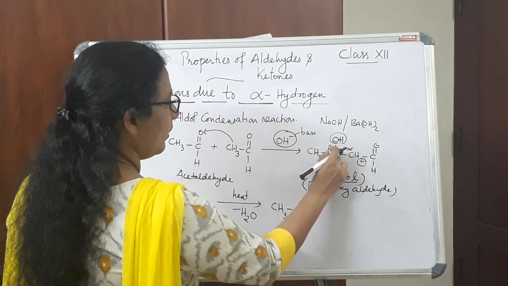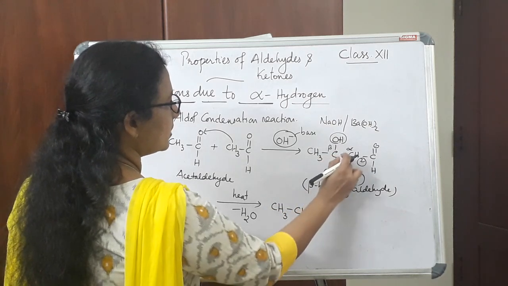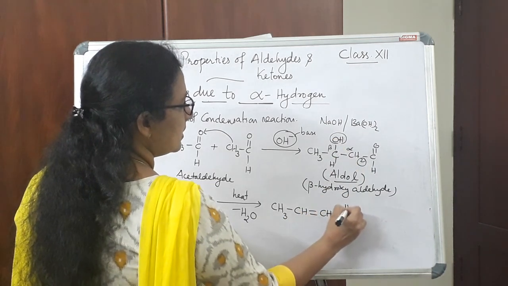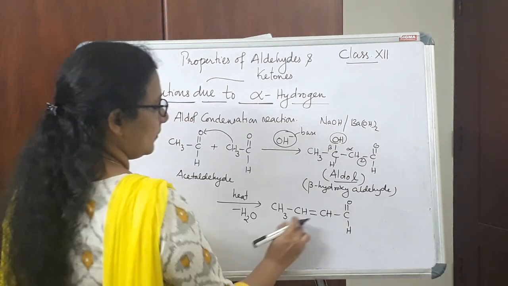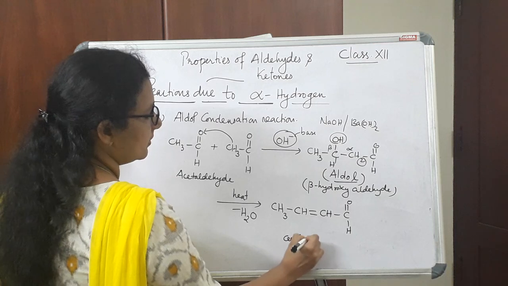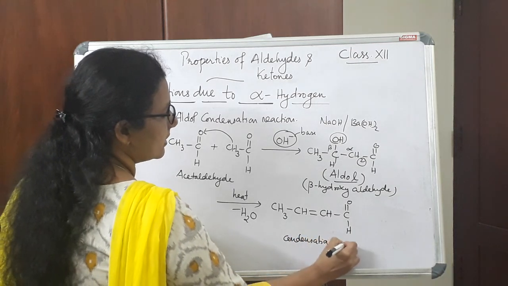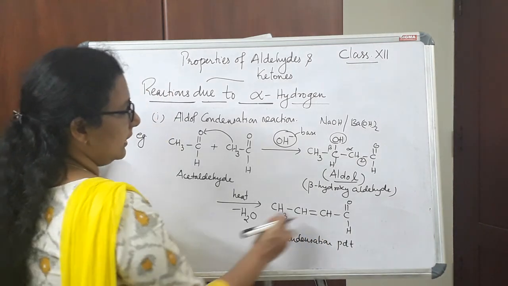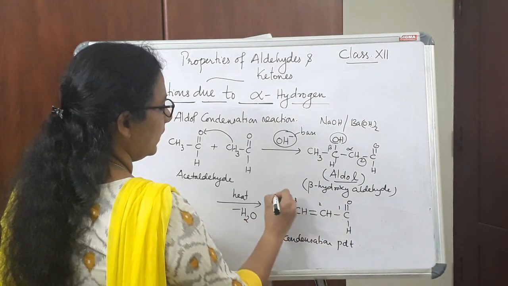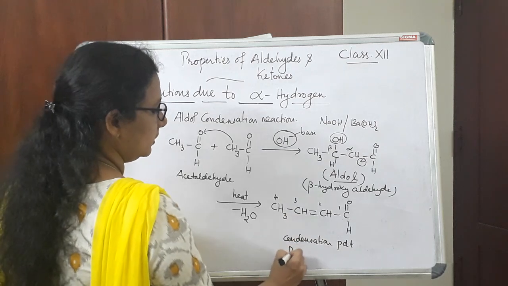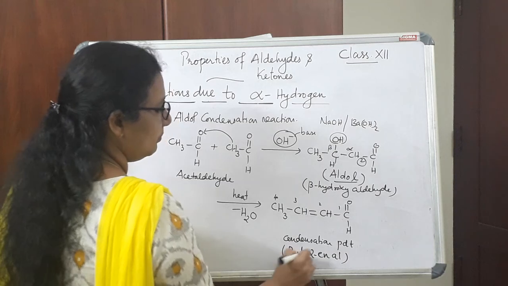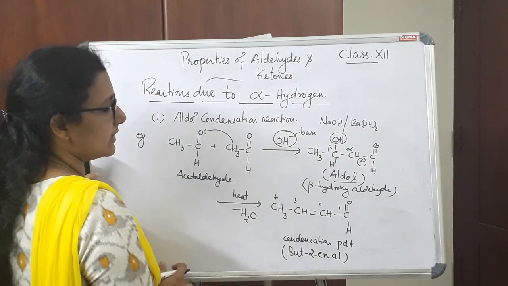The condensation product will be CH=CH-CHO. This will be the final product, and this is actually the condensation product. The name of this compound is, numbering 1, 2, 3 and 4, but-2-enal. So but-2-enal will be the name of this condensation product.